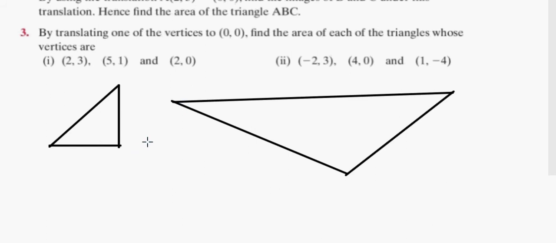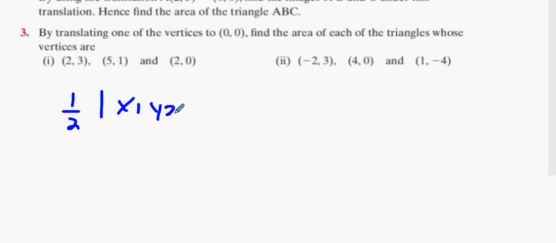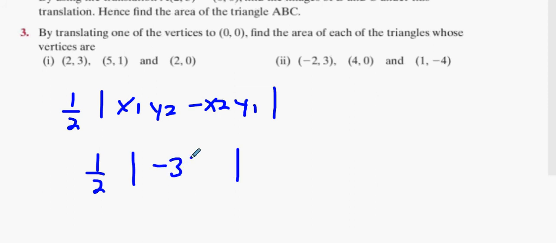It's very easy. However, if you don't have a right angle triangle, here's the method we're now using. You're given 3 points, and there's a formula. The formula is a half of x1 y2 take away x2 y1, all inside two vertical lines. Does anybody know what those two vertical lines mean? If I got an answer of minus 34, the answer would be 34. And what's half of 34? 17 would be the answer.